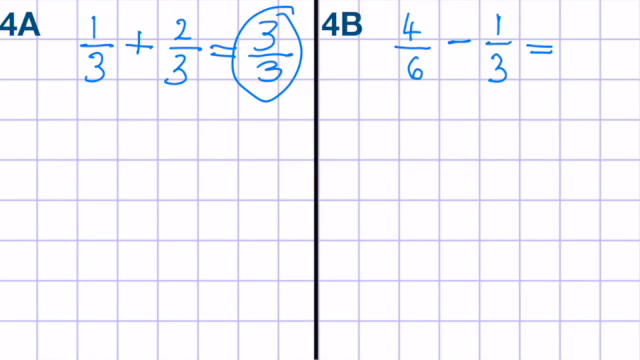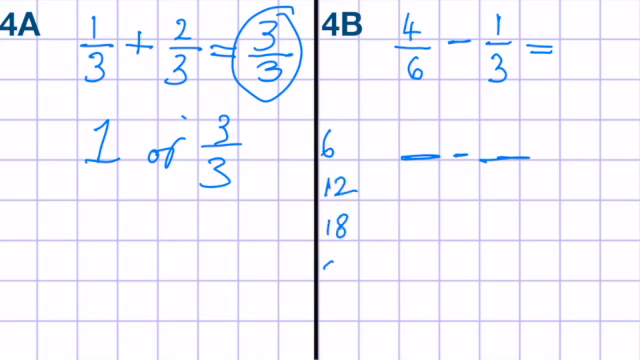3/3 is actually a whole. So I can write either 1 or 3/3. Now, 4/6 take away 1/3. The denominator is different. So I need to change those fractions so they have the same denominator. So I'm going to write out my 6s. First 5 multiples, 6, 12, 18, 24, 30, 36. And I've stopped straight away here.